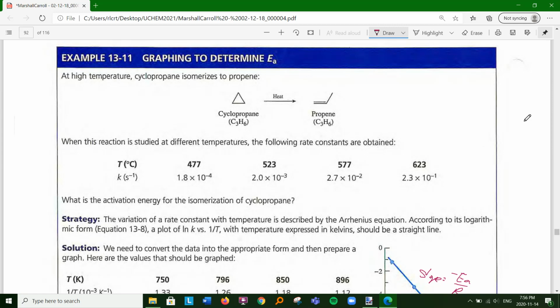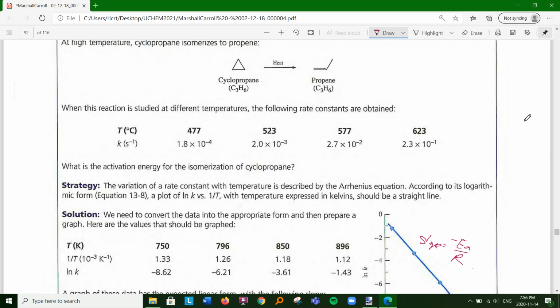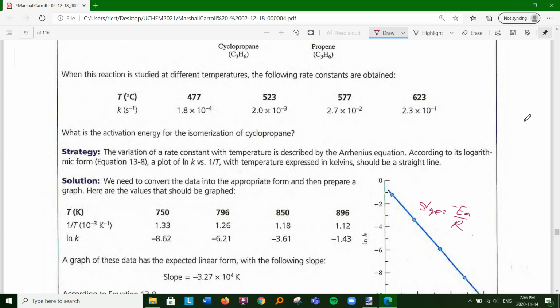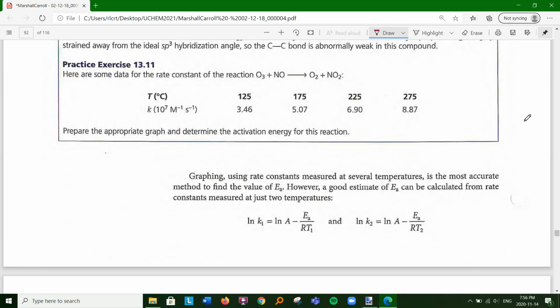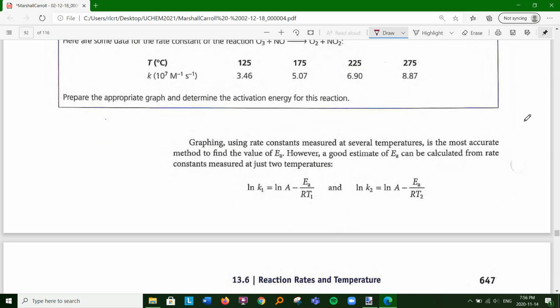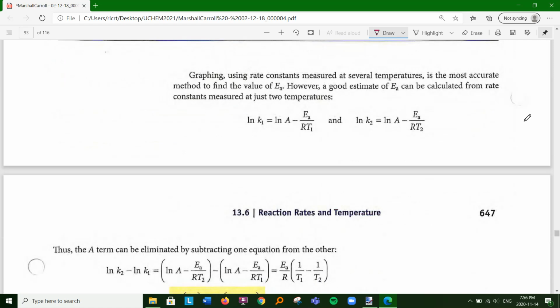Cyclopropane isomerizes to propene. When this reaction is studied at different temperatures, you get different rate constants. So you plot the natural log of your rate constant versus 1 over temperature once it's converted to Kelvin, and then you get the slope and you get EA over R. Now, what we do more than graphing, because graphing takes a long time. If it's a multiple choice question on a test, you're not going to do 8,000 graphings. We would either give you the slope, and negative EA over R is that slope, or you would use the two-point form of the Arrhenius equation.